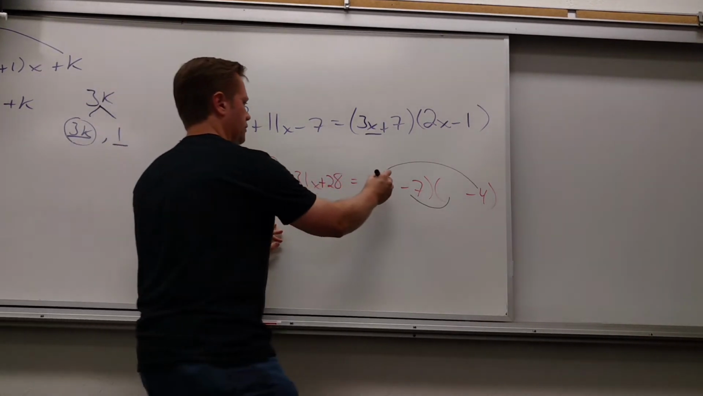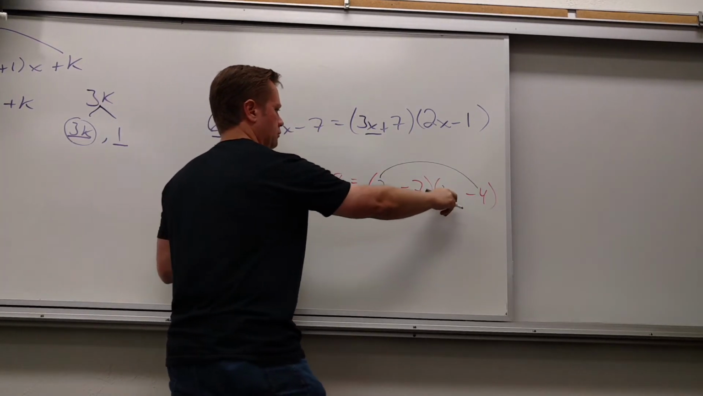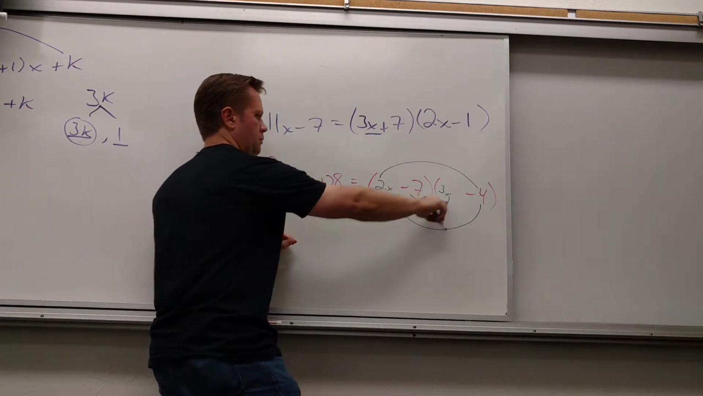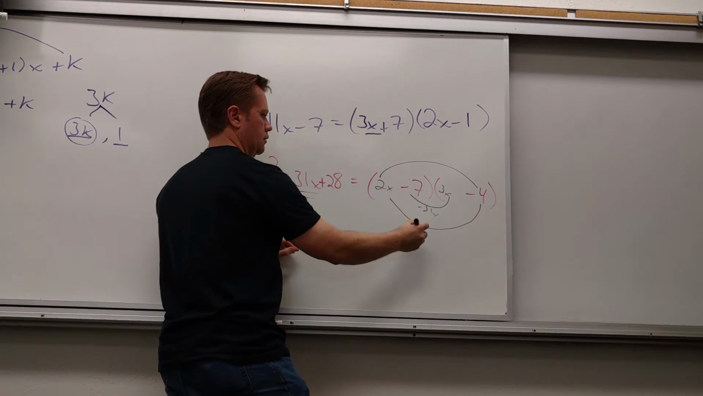So if I put, like, for example, if I put 2x and 3x, what do I get? Minus 21. Do you see that? Minus 21x. And I get minus 8x.